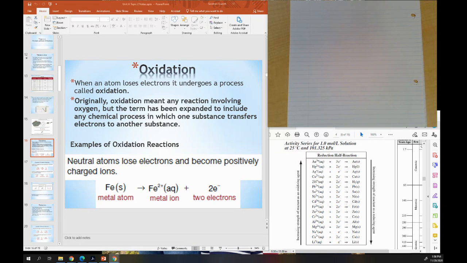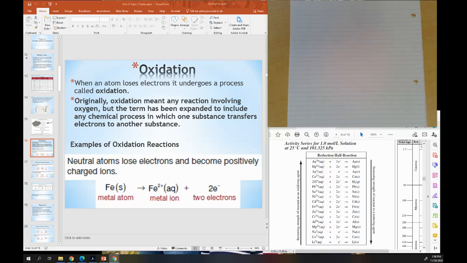Today we're going to talk about a few different processes called oxidation and reduction. So again, I'm going to use this PowerPoint to guide us through, but we're also going to be using our periodic table. And again, I suggest that you get a piece of paper out so you can follow along with this lesson today.